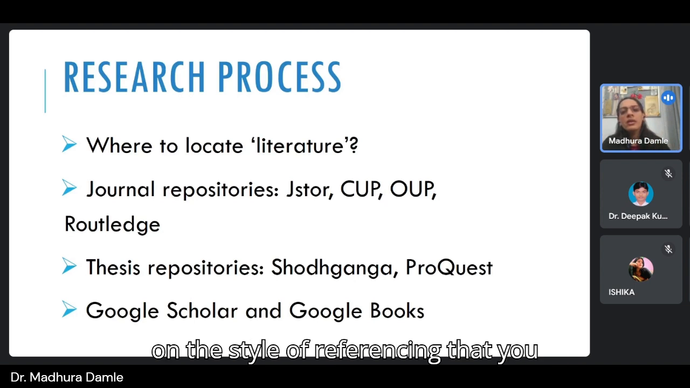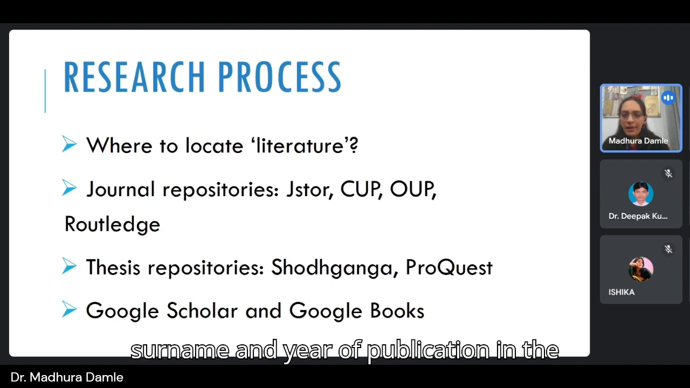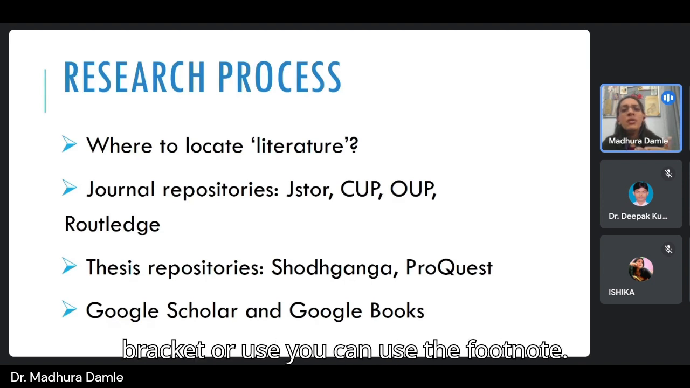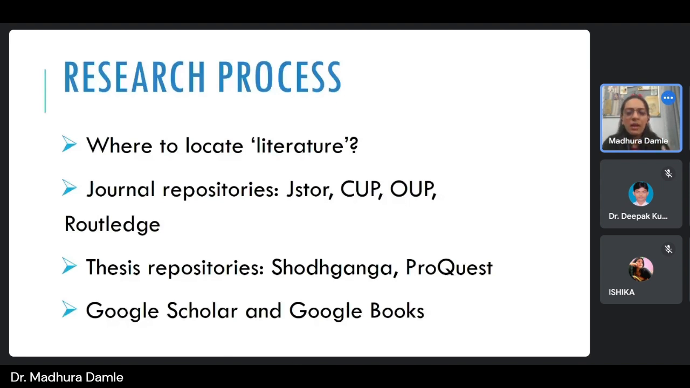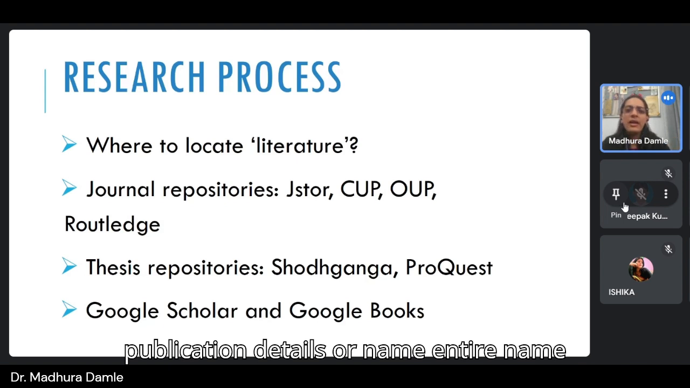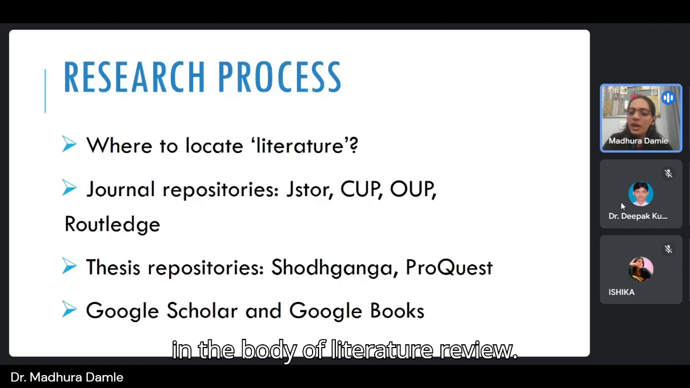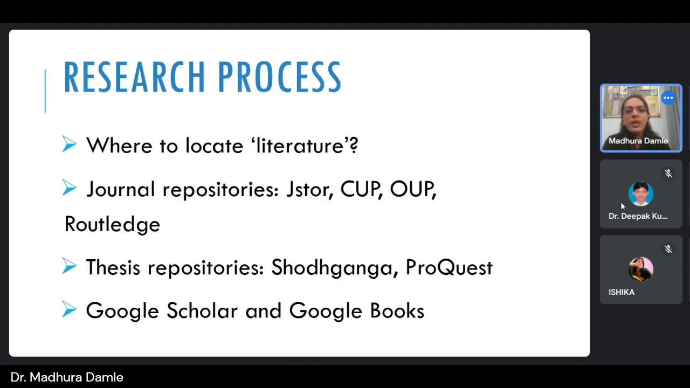Depending on the style of referencing that you are using, you can just write author's surname and year of publication in the bracket, or you can use the footnote. But you don't have to write entire publication details or entire name of author and title of the work in the body of literature review.